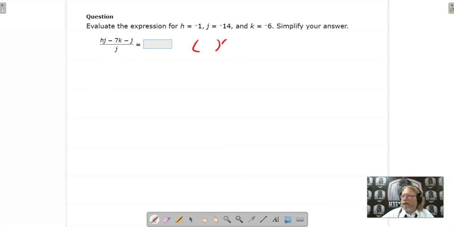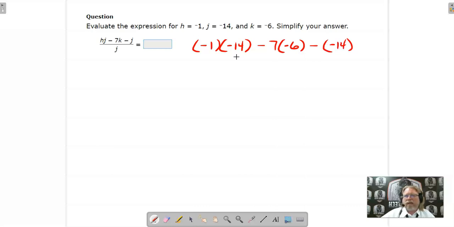Some number times some number minus 7 times some number minus some number. Just put in parentheses for those. I'm just going to plug this all in. We'll work out the denominator part. We already know the denominator is negative 14. So let's look. H is negative 1, and J is negative 14, and K is negative 6. Oh, they're all negatives, aren't they? And J is again negative 14.